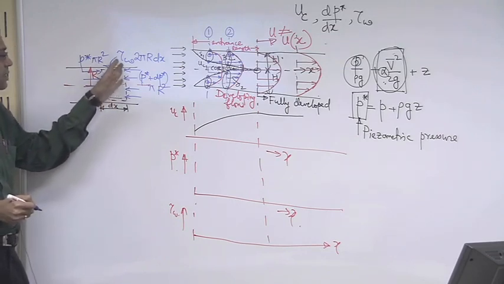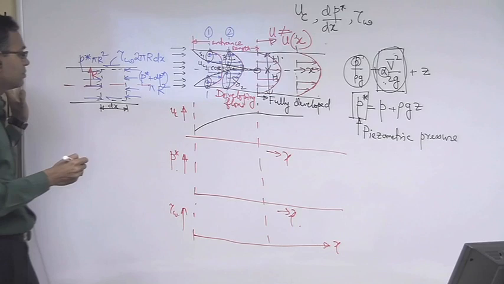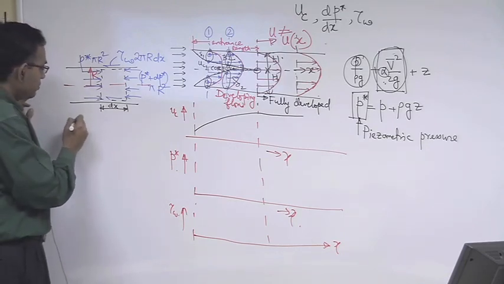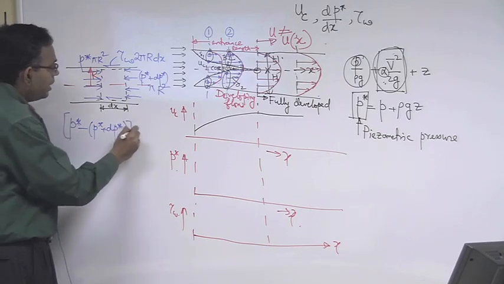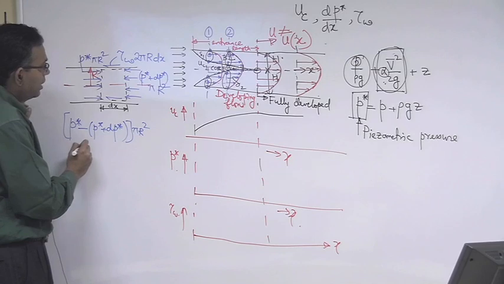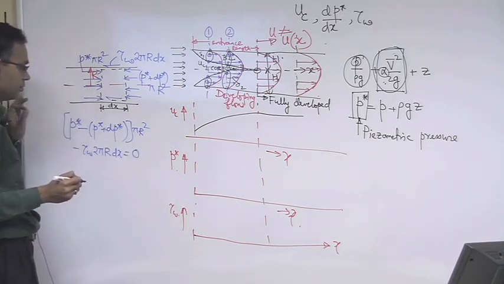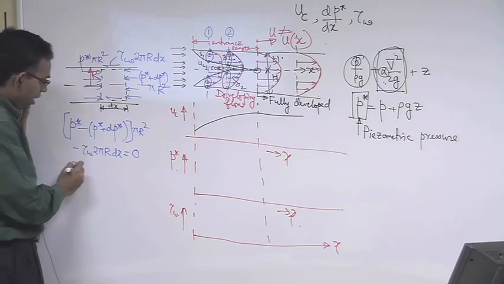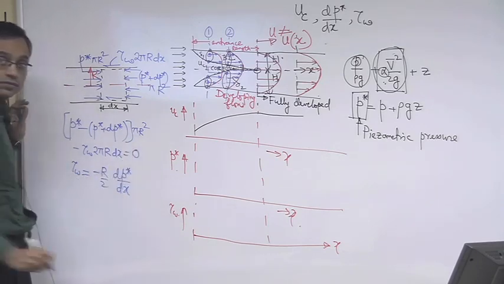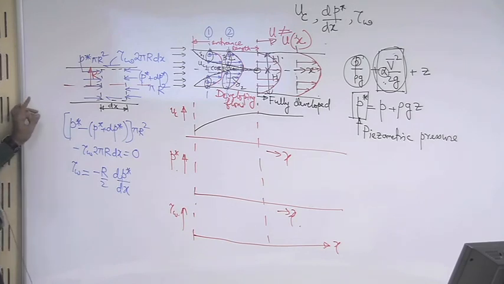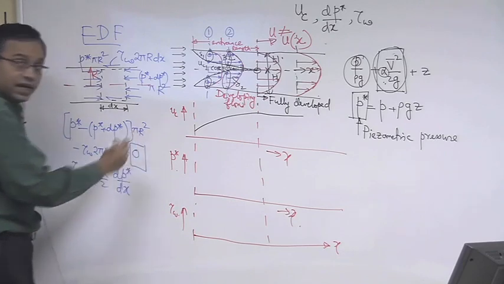And this fluid element is non-accelerating under the action of these forces. So, these forces must be balanced. That means, we can write P star minus P star plus dP star, into pi R square, minus tau wall into 2 pi R dx equal to 0, right. So, you have tau wall equal to minus R by 2 dP star dx. This is only for fully developed flow, because we have assumed this is 0, non-accelerating.